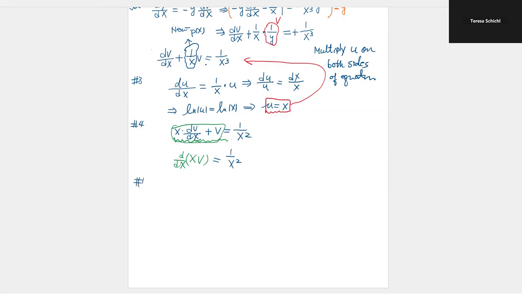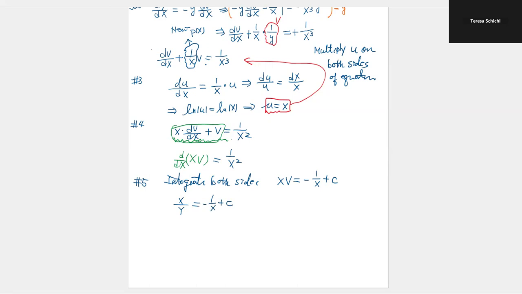So number 5, integrate both sides. All right. So my left-hand side will just be xv and equal to the integral of 1 over x squared. So this will be negative 1 over x plus c here. Okay, and now what is xv here? What is the v? Remember, v is 1 over y, right? So I will get x over y is equal to negative 1 over x plus c.